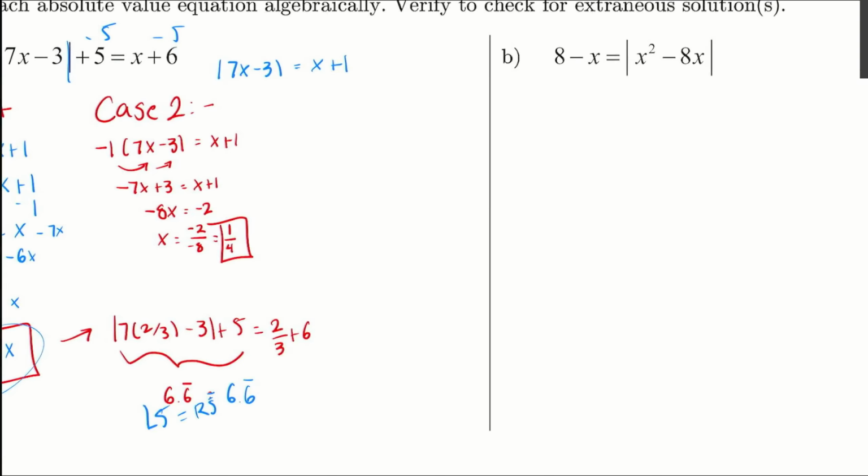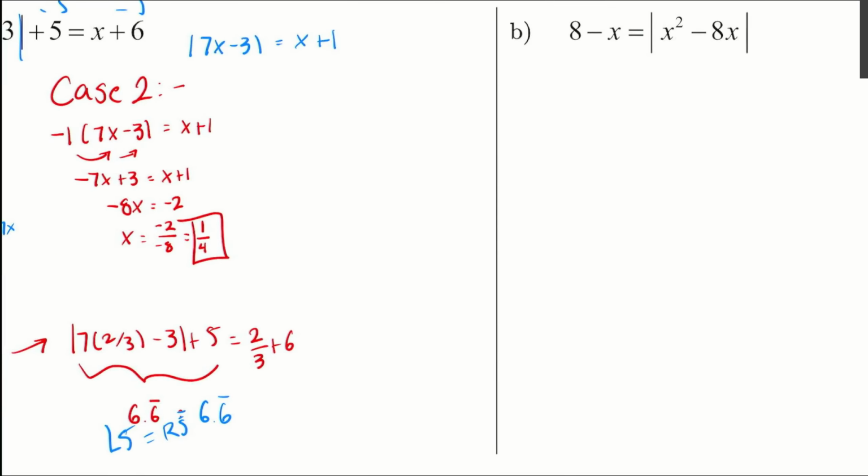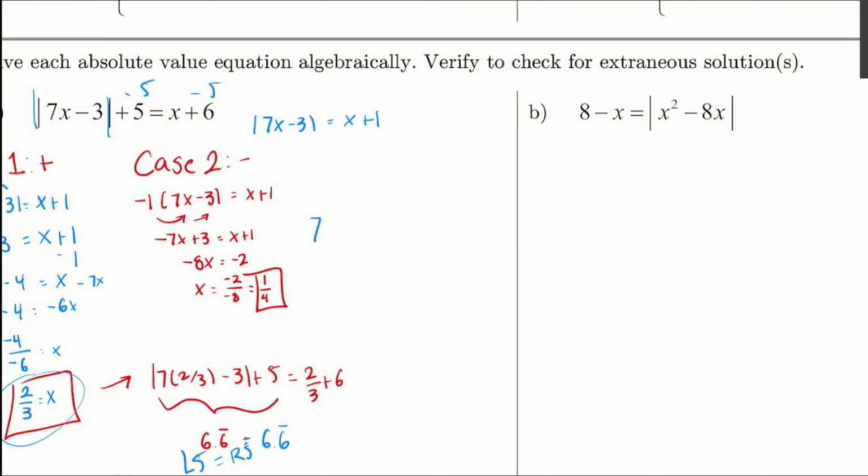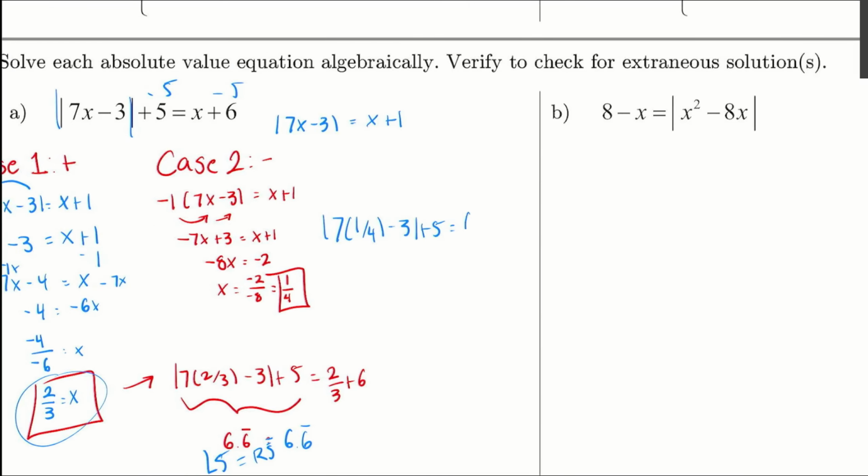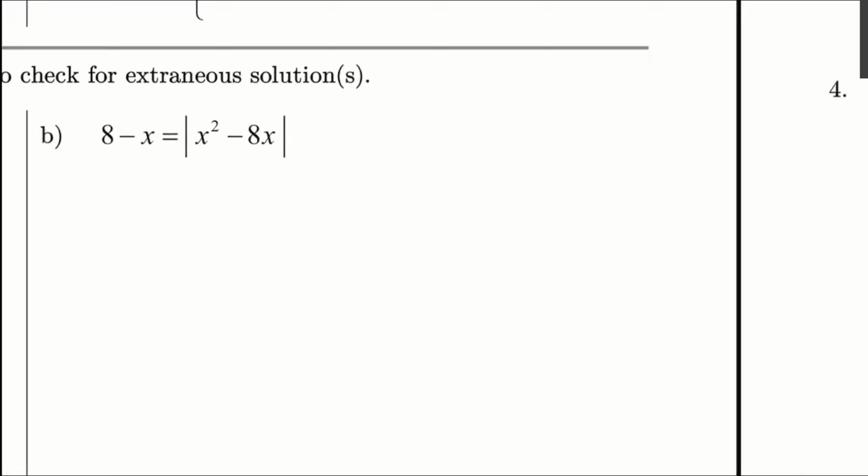Now we have to test our solution of 1 over 4. The way we do this is we use the same method. So we plug in 1 over 4: 7 times 1 over 4 minus 3, and we're taking the absolute value of that, plus 5, should be equal to 1 over 4 plus 6. If you plug all of this into your calculator, you're going to get 6.25, which should be equal to 6.25. The left side equals the right side, so this root is not extraneous either. So there are no extraneous roots here.